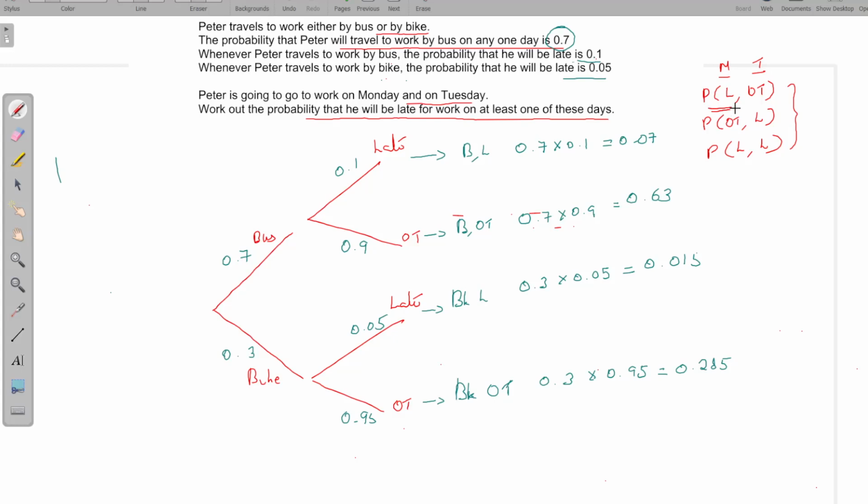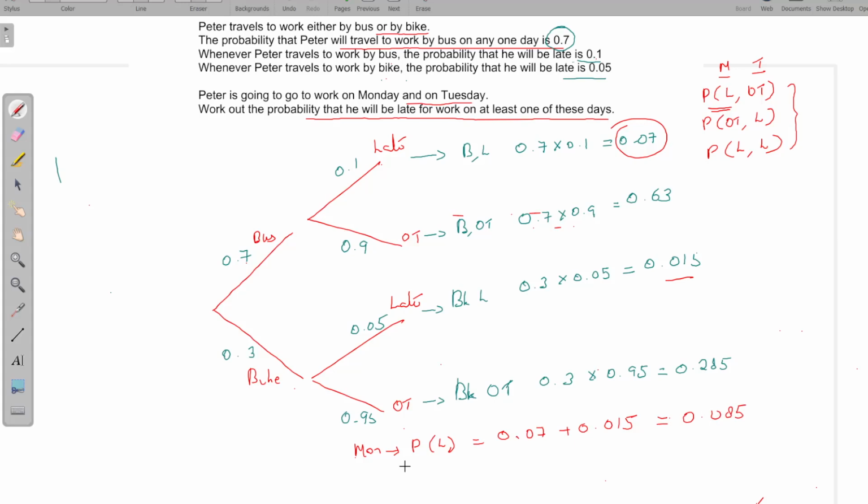If he goes by bike, the probability of him being late is 0.07. So let's write that. Probability of him being late on Monday, and we just put Monday here, will be 0.7 times 0.1, which is 0.07, plus if he goes by bike, it will be 0.015. So we need to add that, 0.015. So that is the probability of him being late on Monday, which is 0.085. So that's the probability of being late.